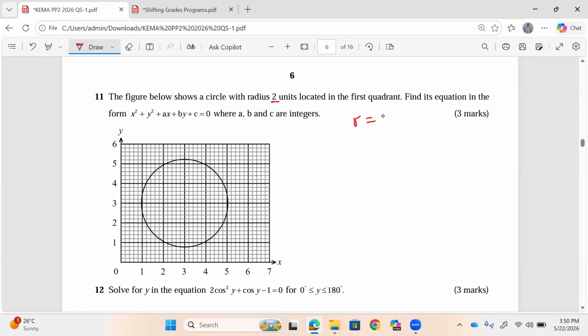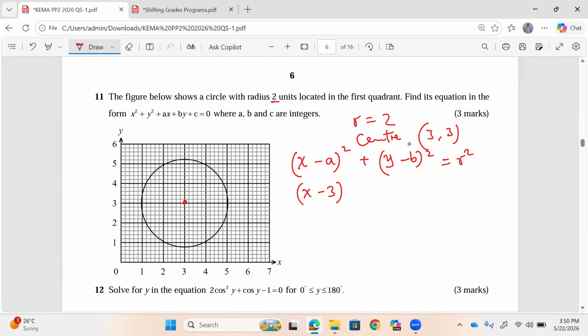Radius 2 units. Now, center is the other thing to be interpreted. The center is (3, 3). So now the equation of a circle is given by (x minus a) squared, where a is the x coordinate of the center, plus (y minus b) squared, where b is the y coordinate of the center, equals radius squared. So we pick (x minus 3) squared, because the center x value is 3, plus (y minus 3) squared equals the radius, which is 2 units, squared.